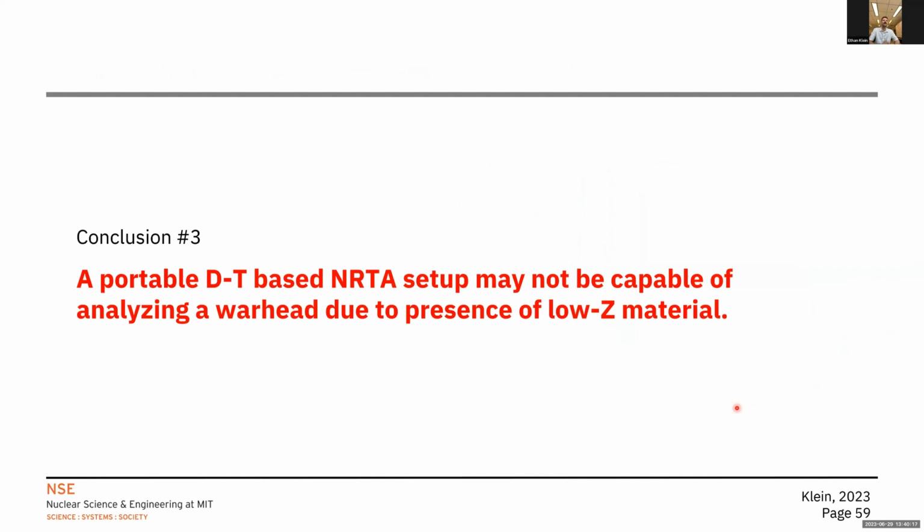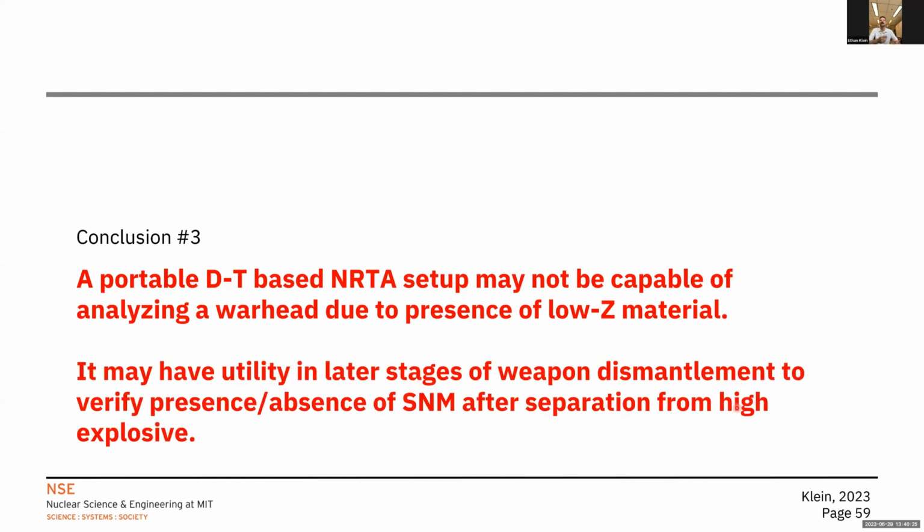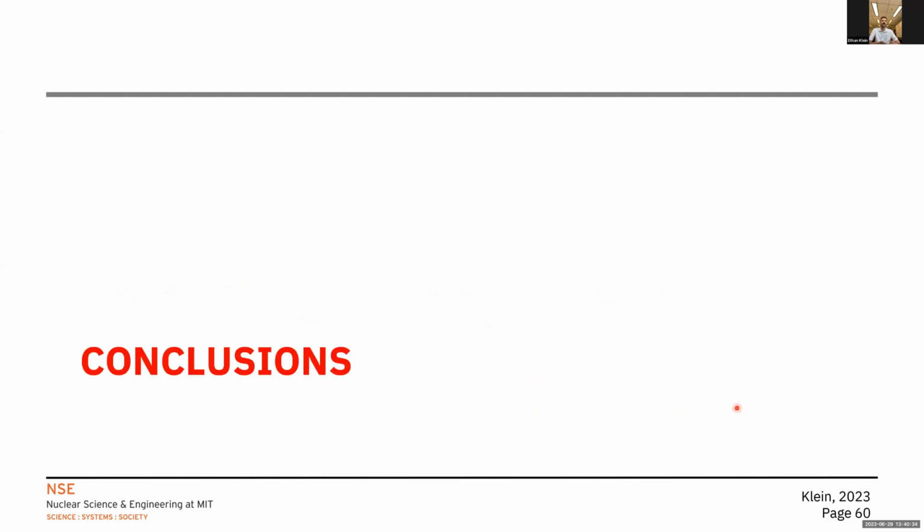So conclusion number 3: it may be challenging to use our setup for a warhead because of the presence of low Z material, which we discussed before. But after dismantlement of the weapon, it may be possible to use this technique in order to verify the presence or absence of special nuclear material after separation from high explosive.